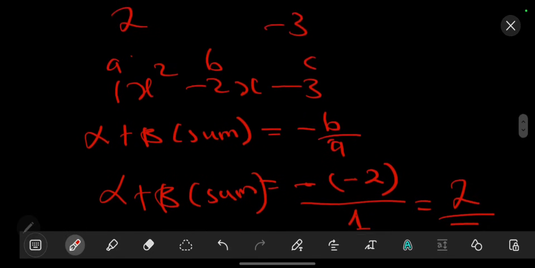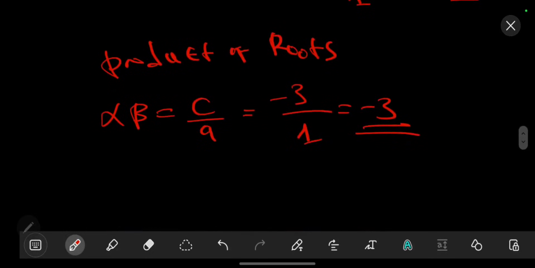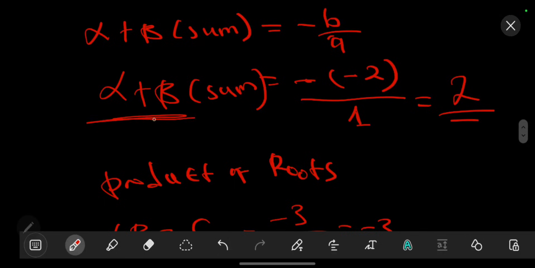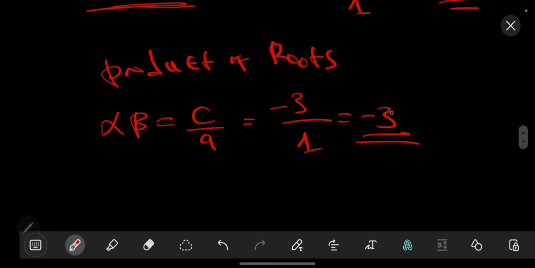So this is how we are going to be answering. To find the sum, we just add them and it gives us a value. To find the product, we are just going to use our c over a like that. So let's now derive identities that are going to help us.